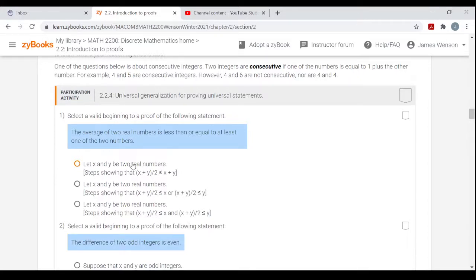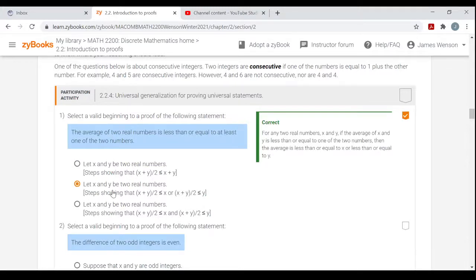That's my universal generalization. And then I would write down steps showing that x plus y divided by 2 is less than or equal to x plus y. Is this the statement? No, it's not. This is the average of the two being less than or equal to the sum of the two. That's not what this is saying. The second one, steps showing that x plus y over 2 is less than or equal to x, or x plus y over 2 is less than or equal to y. This is what this is saying: the average is less than or equal to one of them or the other one. The average is less than or equal to at least one of the two numbers. So this is how I'd construct the proof, or at least how I'd start it.